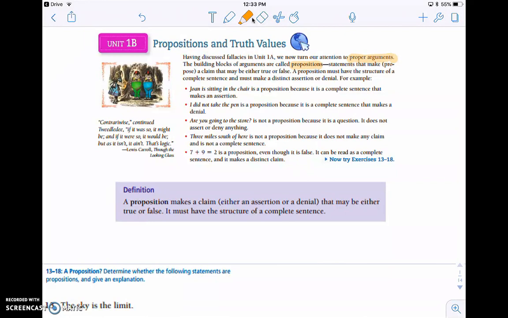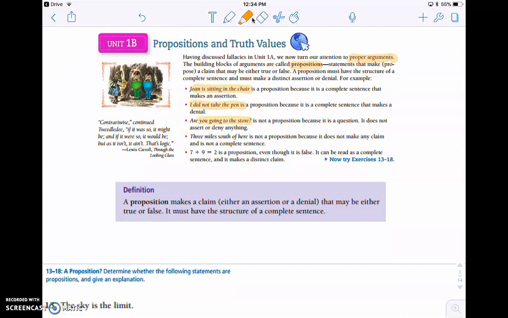Here are a couple of examples. We have "Joan is sitting in the chair." That's a proposition. It's a complete sentence that makes an assertion. She's either in the chair or she's not sitting in the chair. The next one, "I did not take the pen," is a proposition because it's a complete sentence that makes a denial. That's either true or false.